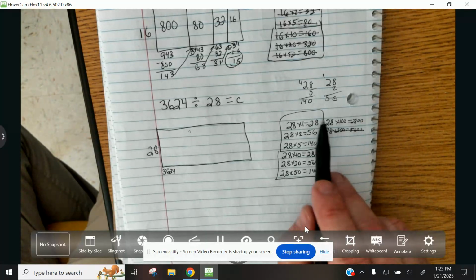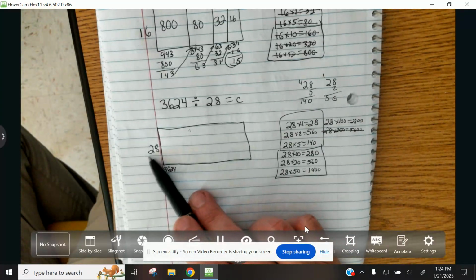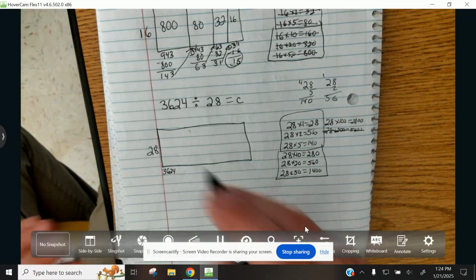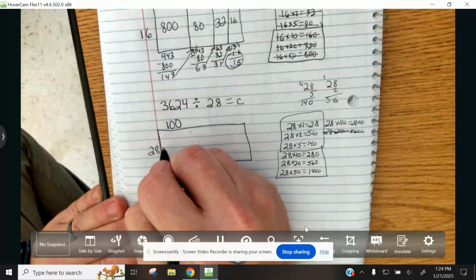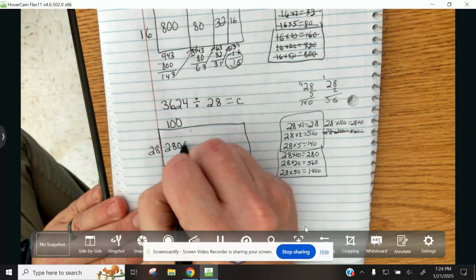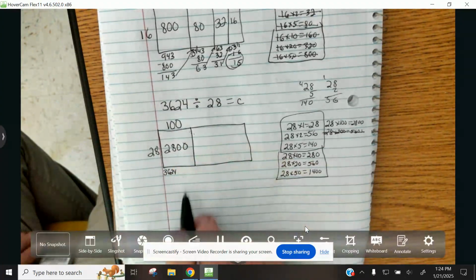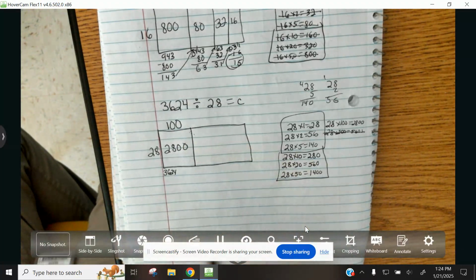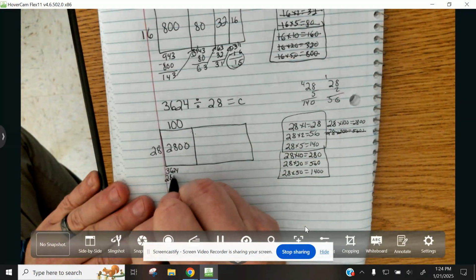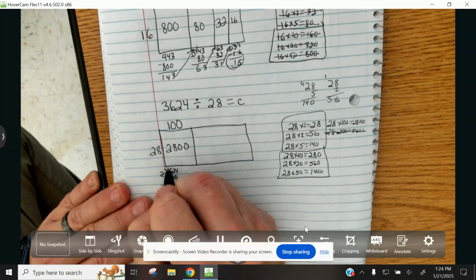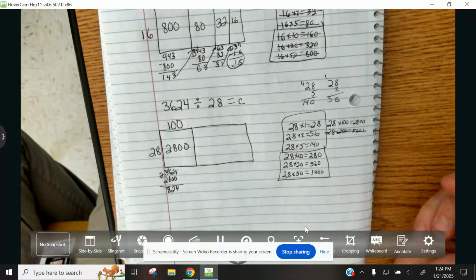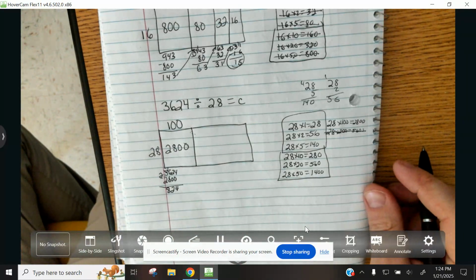So where does that all go? Well, the 28 is already here for your width. The 100 is what you're going to multiply by. So you're going to put your 100 up top. And the 2,800 is the answer you get when you do that. Okay. So there's part of the area right there. And then you're going to subtract to find out what's left. And go ahead and do that now. And if you look, you have 824 left.